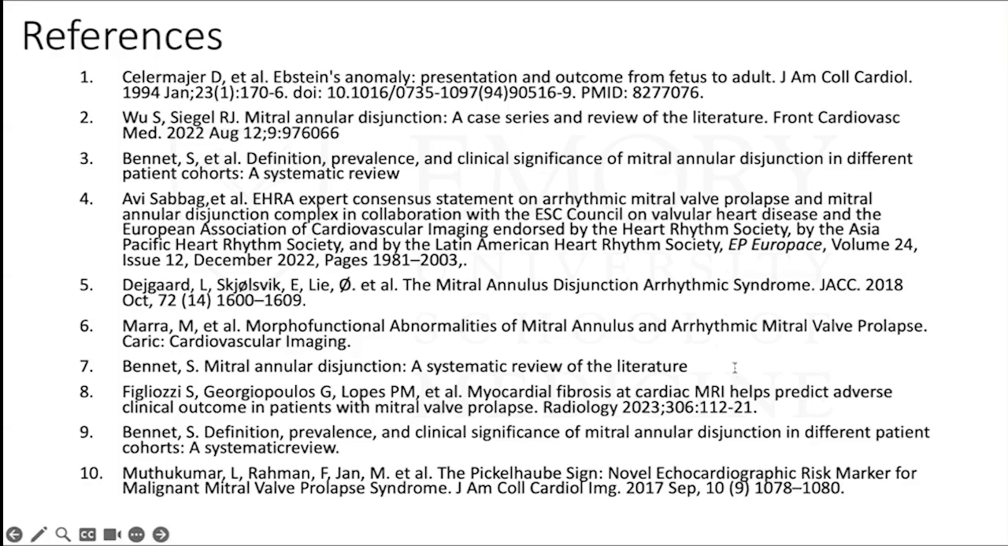Gotcha. And one more question. Did you come across any papers that looked into appropriate ICD therapies in those with higher risk features who got a prophylactic ICD? Are they being shocked?